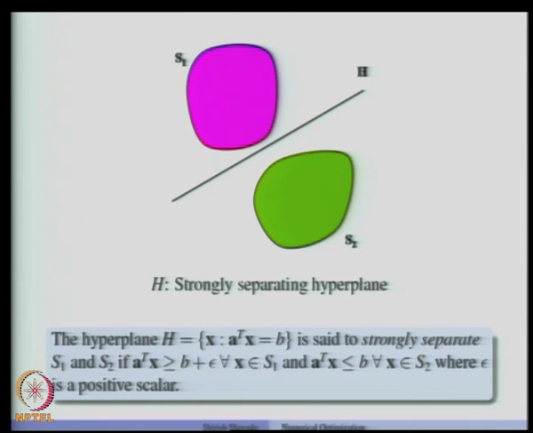Now, here is an example of a strongly separating hyperplane. So, you will see that we have sets S1 and S2, which are away from each other. They do not have anything in common. Even the boundaries do not touch each other. Then, in such a case, we say that H strongly separates S1 and S2. So, which means that A transpose x is greater than or equal to B plus epsilon, where epsilon is some positive scalar, for all x in S1, and A transpose x less than or equal to B for all x in S2. So, you will see that this hyperplane H is a strongly separating hyperplane.